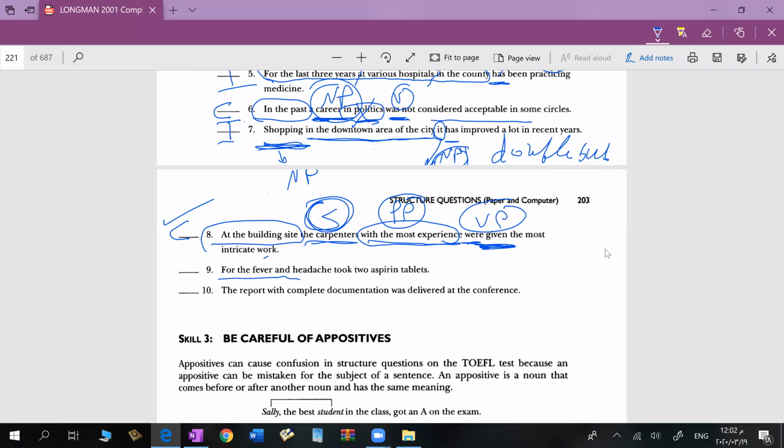For the fever and the headache, a prepositional phrase, took, verb phrase. Do we have a subject here before the verb phrase? No, so this sentence is incorrect. The report with complete documentation was delivered. The report, we have here subject, was delivered is the verb, so this sentence is correct. And with complete documentation is, of course, prepositional phrase. And then this sentence is correct.